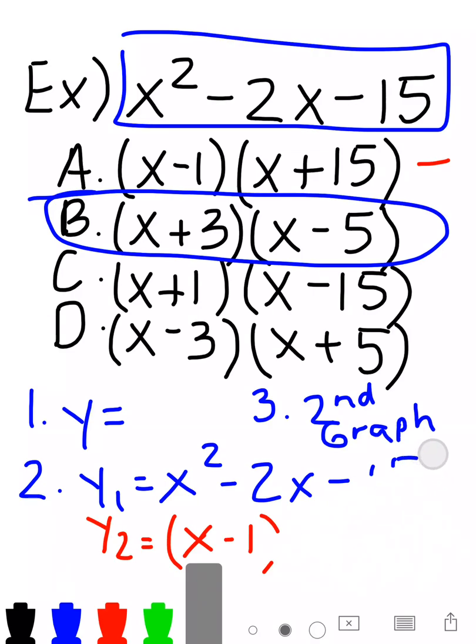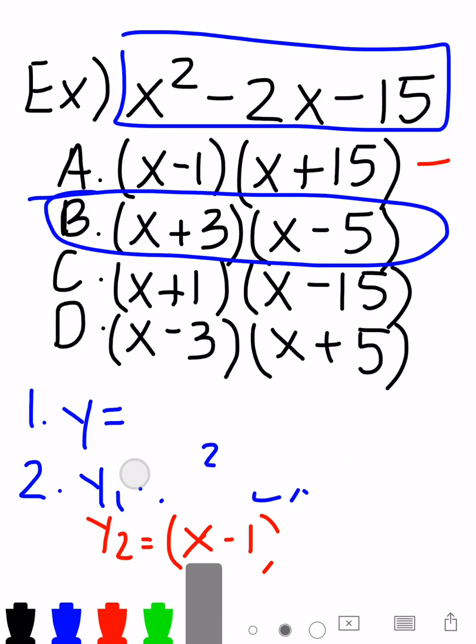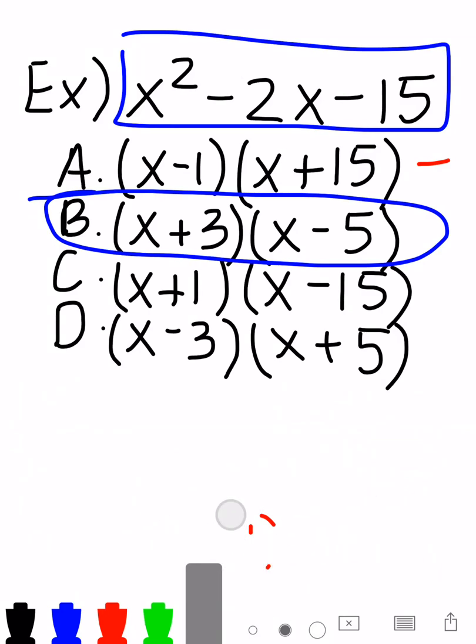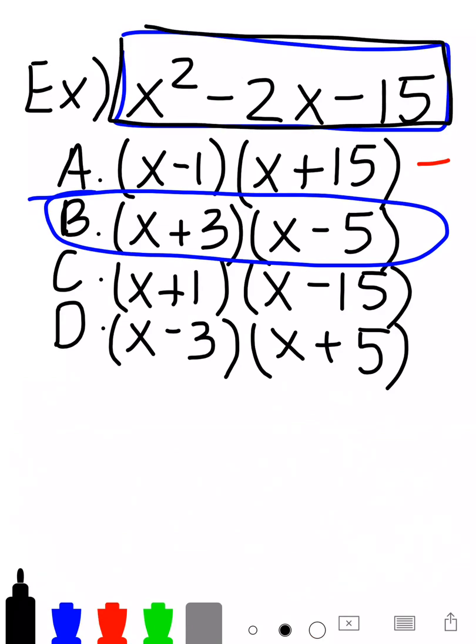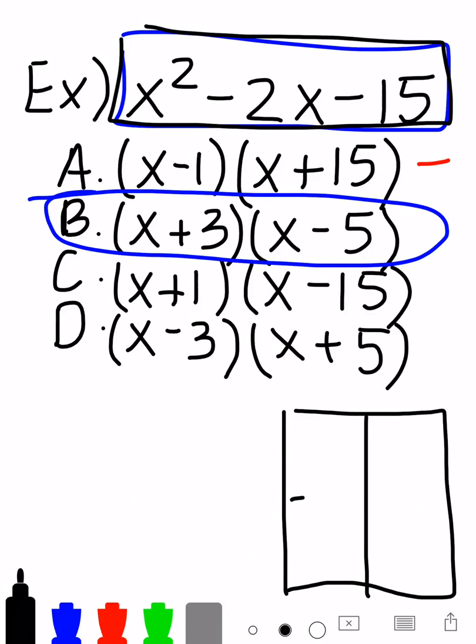Now, I said all that to say that this is just a shortcut if you have answer choices. But if you did not have answer choices, you would have had to solve this problem the exact same way we solved them on the last video. So let's just do that right now. Whenever you have a problem, the original problem right here that says x squared minus 2x minus 15, remember the first thing you want to do is you want to make a box.